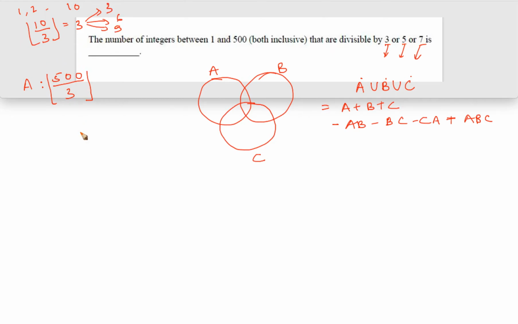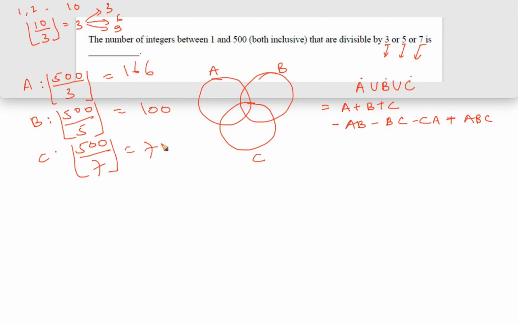Okay, so in that fashion I'm saying that first 500 numbers they're talking about. So A is basically this, B is in the same fashion 500 divided by 5, the floor of it, and then C is basically 500 divided by 7, the floor of it. Okay, this thing is basically 166, this thing is basically 100, this thing is basically 71. So the final thing is coming out to be 166 plus 100 plus 71 minus, now minus AB.